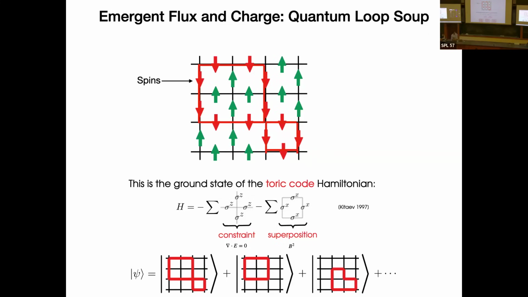Then you have another term that gives you quantum superpositions of these closed loop configurations. The product of these sigma z's requires an even number of the sigma z's to be, let's say, -1.